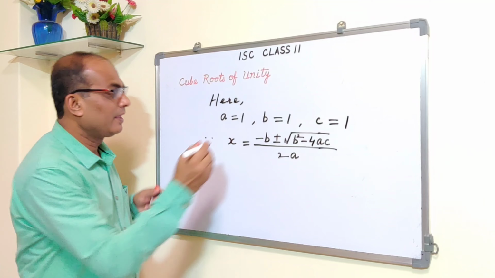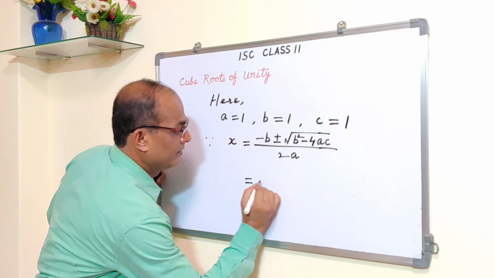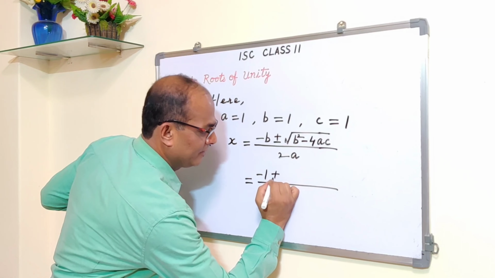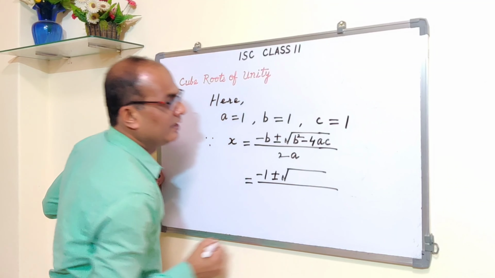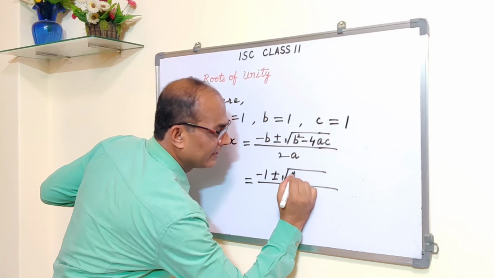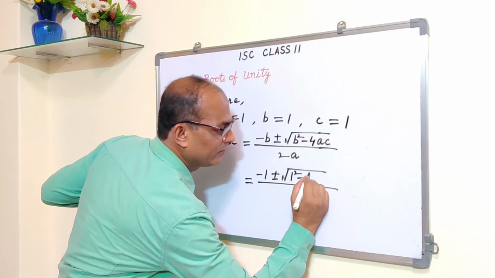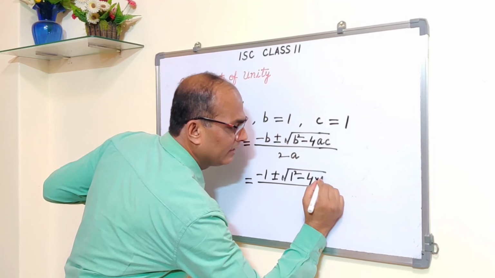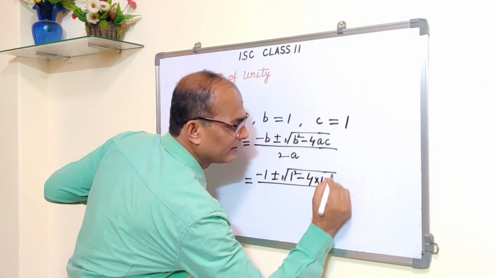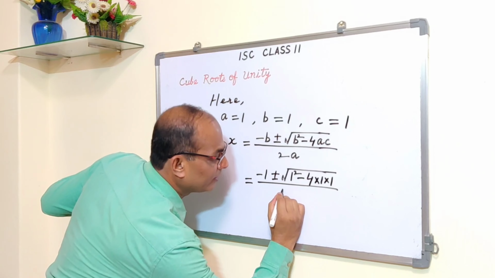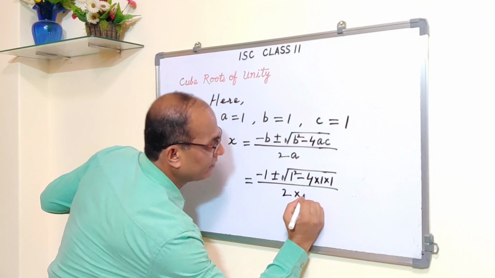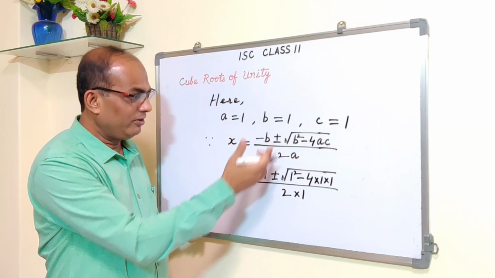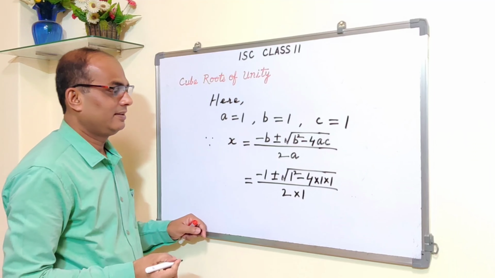x is equal to minus b, which means minus 1 because b is 1, plus minus root of b square, which means 1 square, minus 4ac: a is 1, so 4 into 1 and c is also 1, whole divided by 2a, which is 2 into 1. Simple substitution in the formula, and we have done this in class 10.